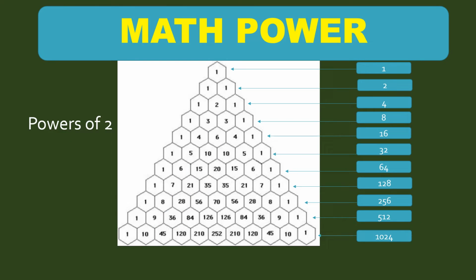Another pattern that we can see here is that the horizontal sum is a power of 2. So we have horizontal sums 1, 2, 4, 8, 16, 32, 64, and so on. And these are powers of 2: 2 to the 0, 2 to the first power, 2 to the second power, 2 to the third power, and so on.